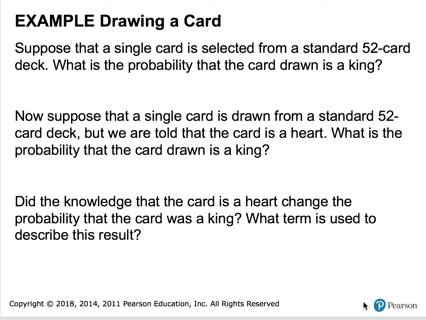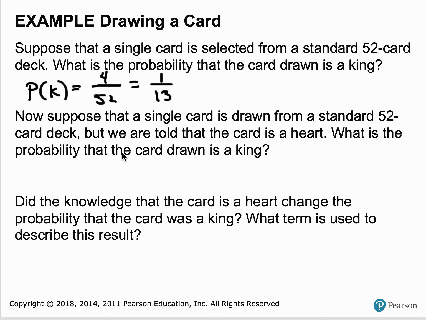Okay, what about this one? Suppose that a single card is drawn from a standard 52 card deck. What's the probability that the card will be a king? Okay, so the probability that you get a king, there are 4 kings and there's 52 cards. So that's 1 out of 13.